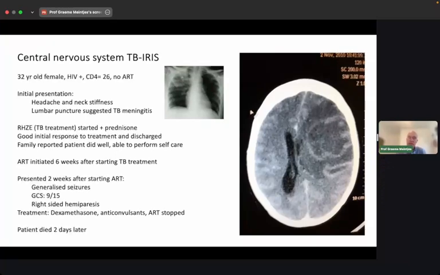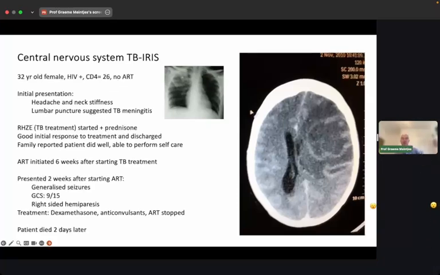So what we did was we treated her with very high doses of dexamethasone and anticonvulsants. We also stopped her ART, but despite that intervention, she died 2 days later from TB IRIS. So, a very unfortunate outcome. I'm not saying that all cases of neurological TB IRIS have a fatal outcome, but it is more common. And the treatment is usually with high doses of steroids. And sometimes in some patients, we might stop the ART. Whether that does benefit or not, I doubt it, but only if it's life-threatening.